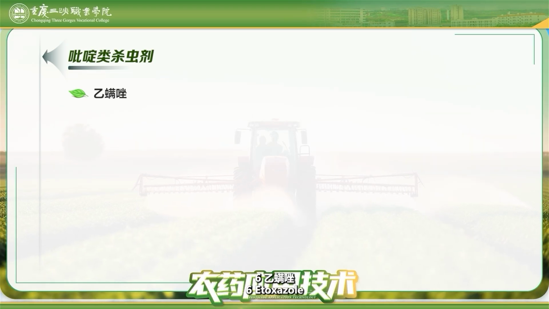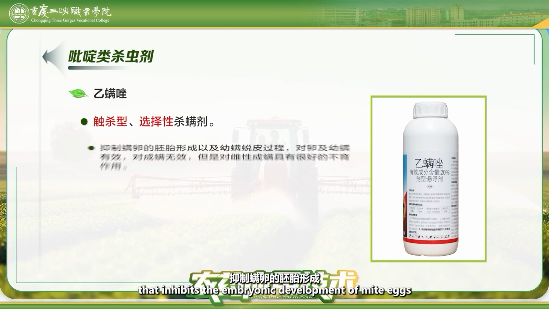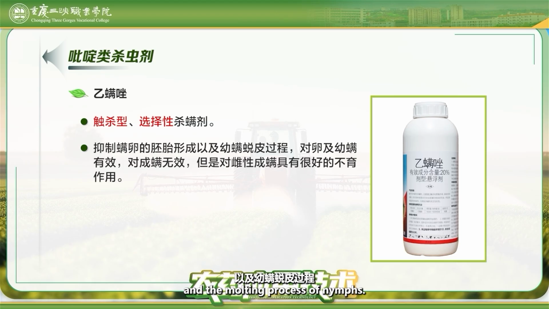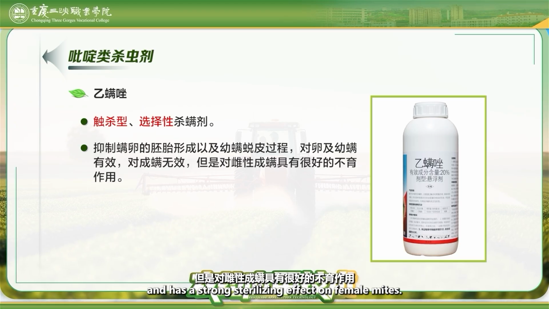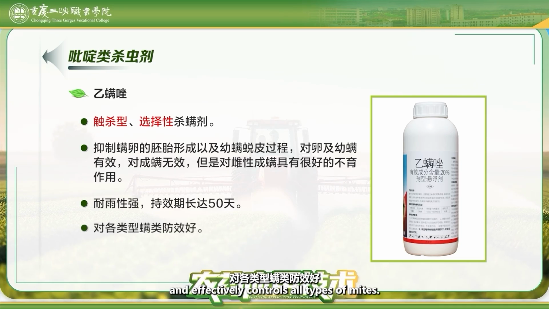6. Etoxazole. Etoxazole is a selective contact acaricide that inhibits the embryonic development of mite eggs and the molting process of nymphs. It works against eggs and nymphs, but not adults, and has a strong sterilizing effect on female mites. It is highly rain resistant with a residual effect of 50 days and effectively controls all types of mites.